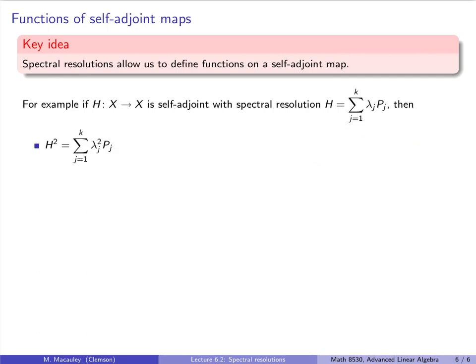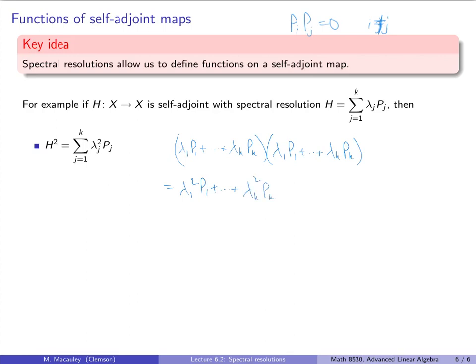Okay, so h squared in this case is just the sum of lambda j squared times pj, and let's think why that is. If you take lambda 1 p1 plus lambda k pk and you multiply it by itself, we've already said that all of the pi pj's are going to be 0 if i and j are distinct. And so this thing here is clearly going to be lambda 1 squared p1 plus ... lambda k squared pk.